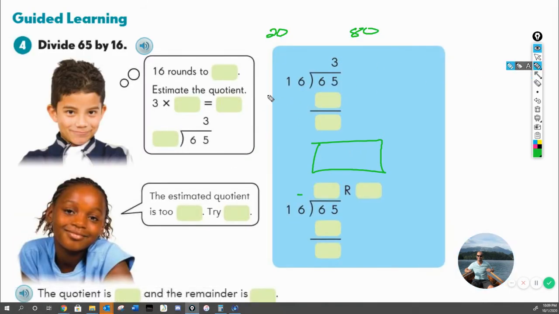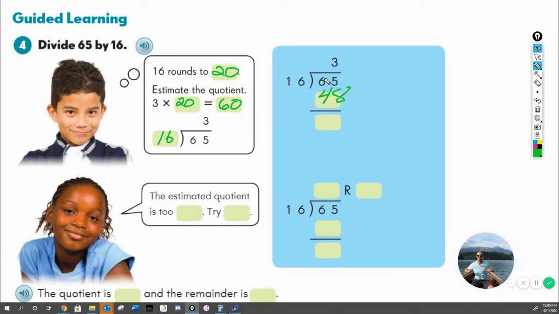Let's take a look. I'll walk you through this page here because I need something to do instead of just talking. So in this case, I'm going to round 16 to 20, and I'm going to estimate my quotient: 3 times 20 is 60. So 16 is going to go into 65 about 3 times. 3 times 16 is 48.